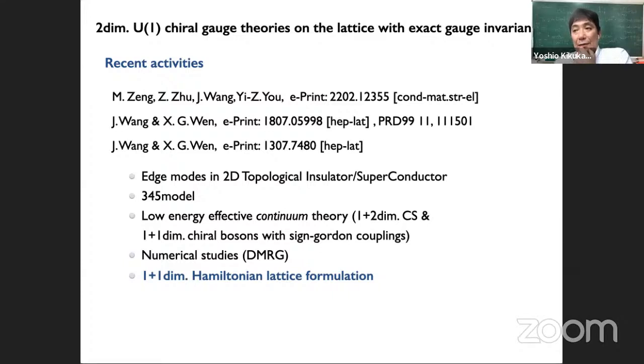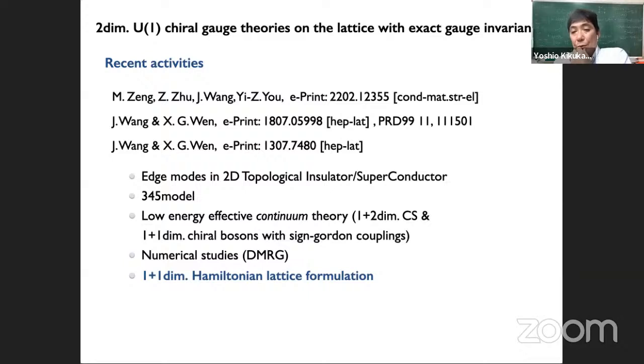And try to find the limit where the mirror fermion can successfully gap. And the chiral symmetry of the Hamiltonian formalism is useful to find such a limit, I think. So I think it is very interesting to formulate the Hamiltonian formulation.